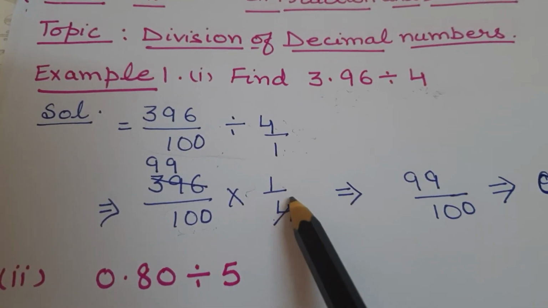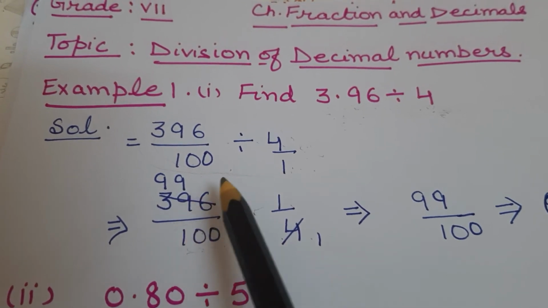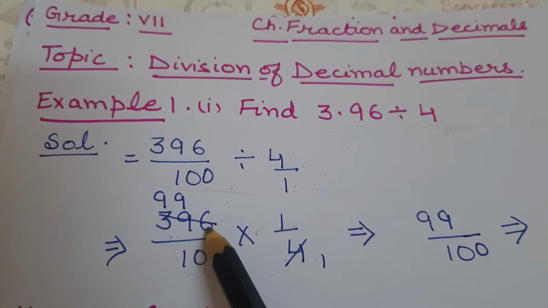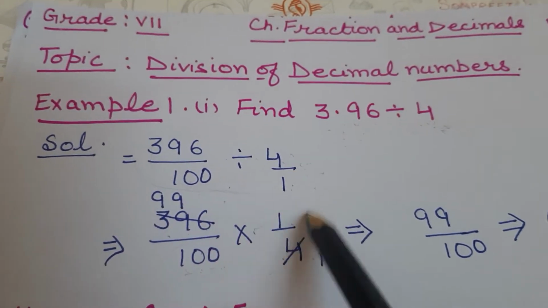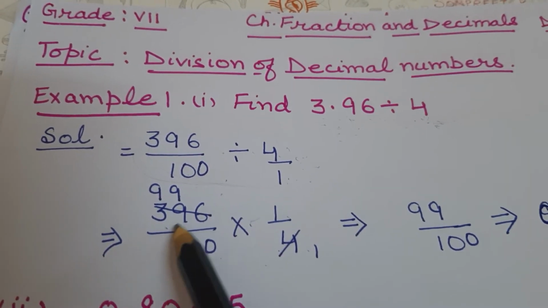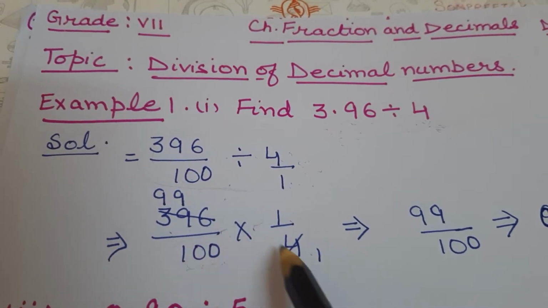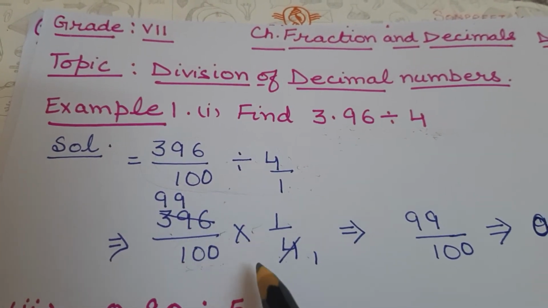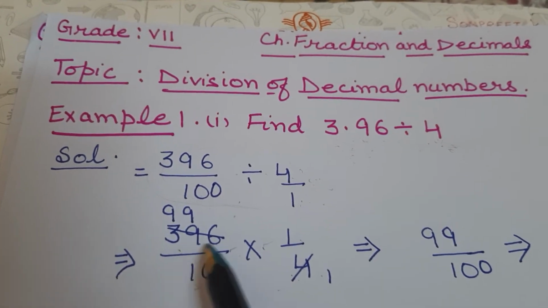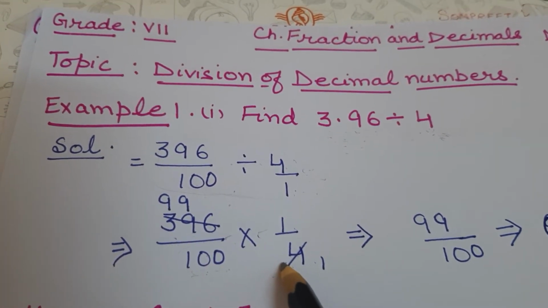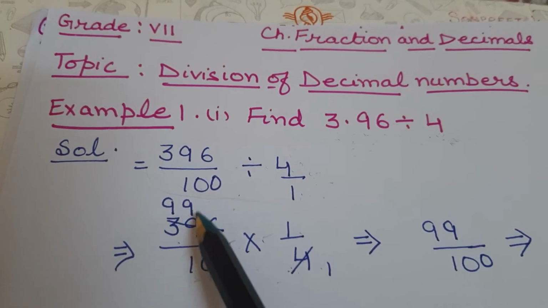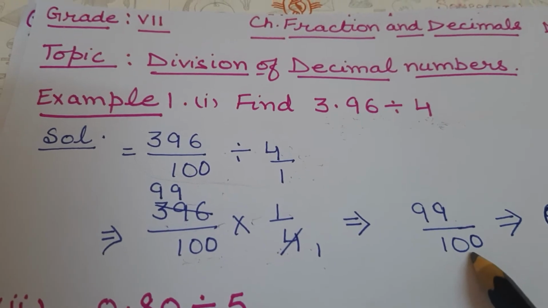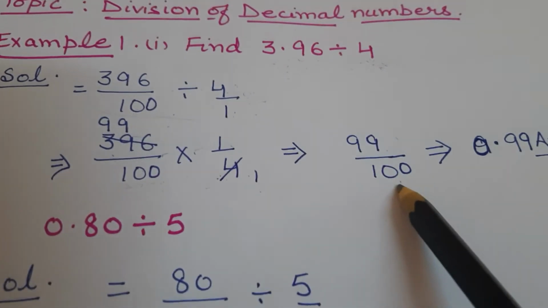So 4 can be cancelled on this number. If you see, 4 9s are 36, 3 6 again, 4 9s are 36. It means 99 4s are 396. Or you can do it in rough work. You can see on which table it is being cancelled. Now there is no common factor. So what is left? 99 ones are 99, 100 ones are 100. So 99 over 100 is left.